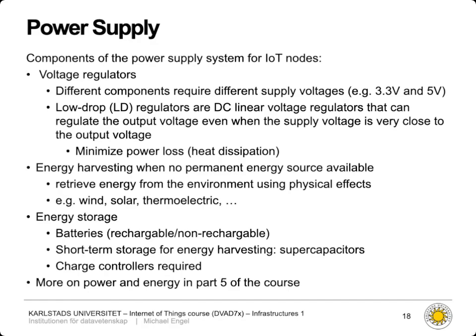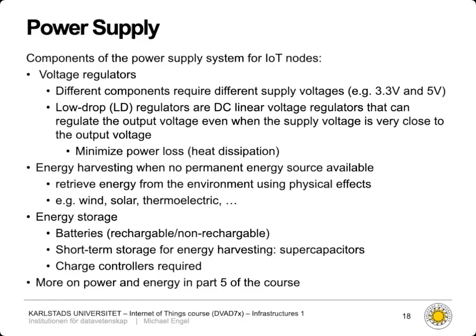Now, of course, all this energy and power has to come from somewhere. If you don't have a battery or some sort of cable providing power, then you can use energy harvesting. When you don't have a permanent energy source available, you can retrieve energy from the environment using physical effects, like wind energy, solar energy, thermoelectric energy, and so on.